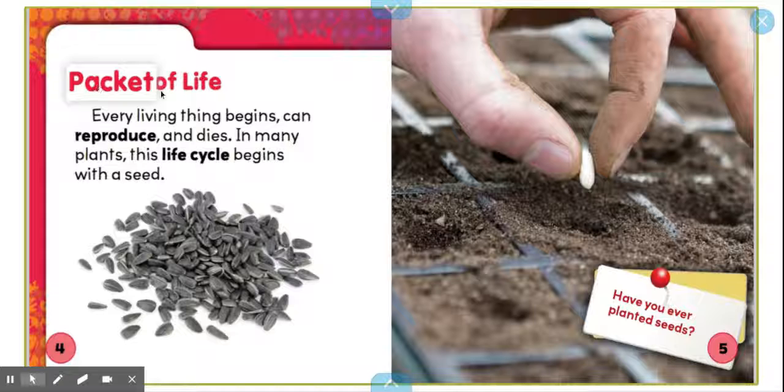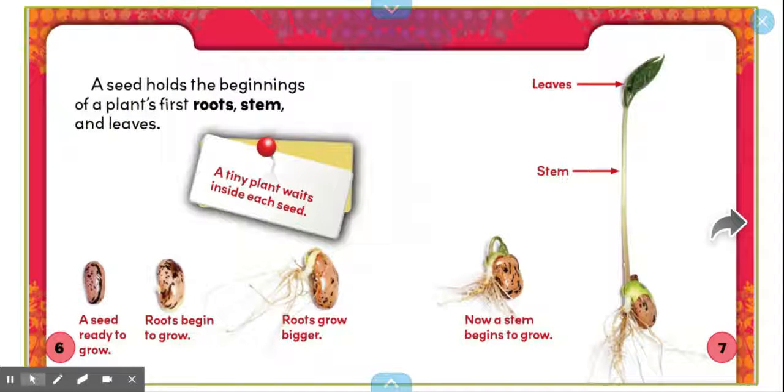topic right here, packet of life. And I'm also going to look at the pictures, and I see a bunch of seeds. Well, I know seeds come in a packet, so they're going to start talking about plants starting as seeds. Okay, I'm not reading it right now. Remember, I'm just looking. I'm surveying. Surveying is another word for looking to see what it's about.